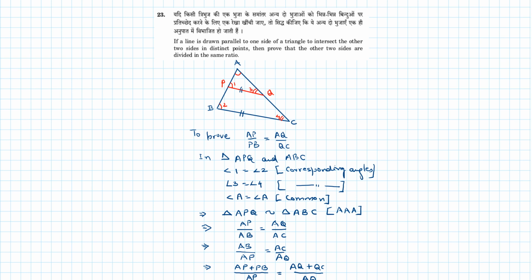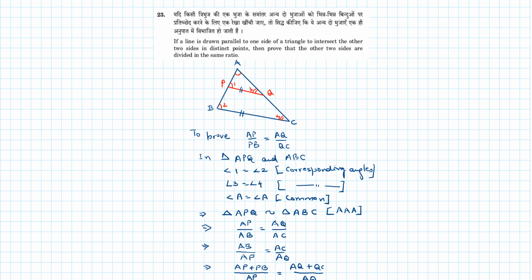Let us come to question number 23. Question number 23 says, if a line is drawn parallel to one side of a triangle to intersect the other two sides in distinct points, then prove that the two sides are divided in the same ratio. Okay, so we have drawn a triangle ABC. Let us pick up a point P and draw a line PQ which is parallel to line BC. We need to prove that AP upon PB is equal to AQ upon QC.